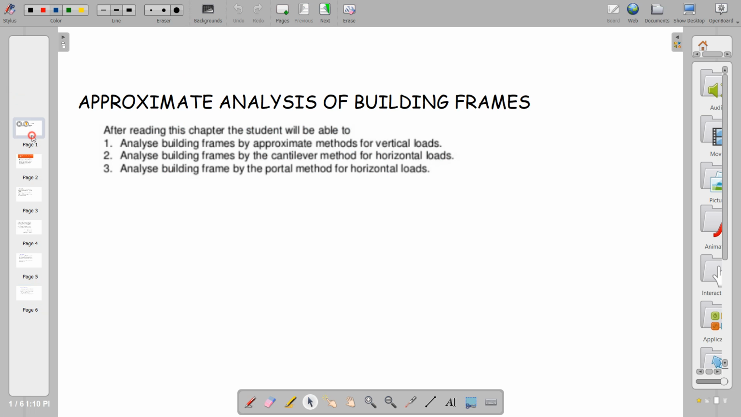Okay, good day and welcome to our next session. So for today, we are going to discuss approximate analysis of building frames.